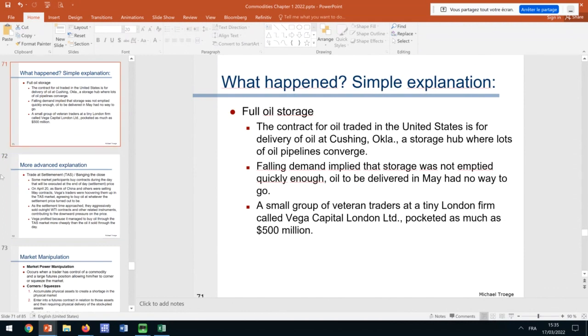But it was probably not a random event. I guess that's the key of the more complicated explanation. Some people actually set up the entire game to benefit from this. It's a long squeeze, you would call it. Actually, Vega Capital, an oil trading firm, made $500 million on that day because of these negative oil prices. And they probably contributed to this problem.